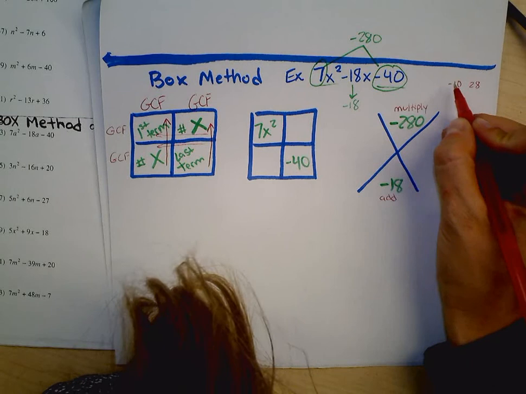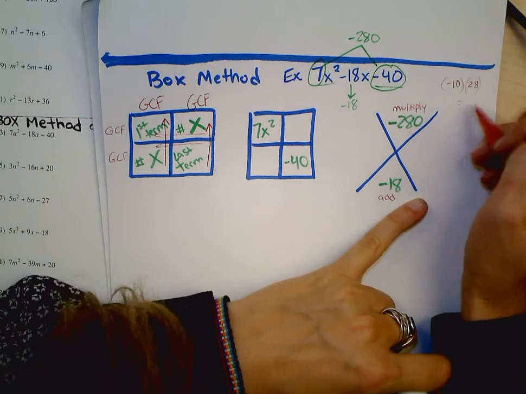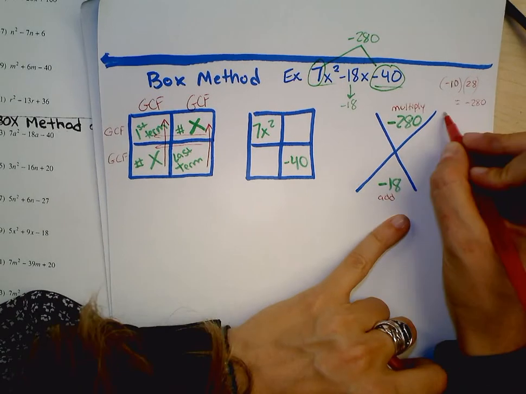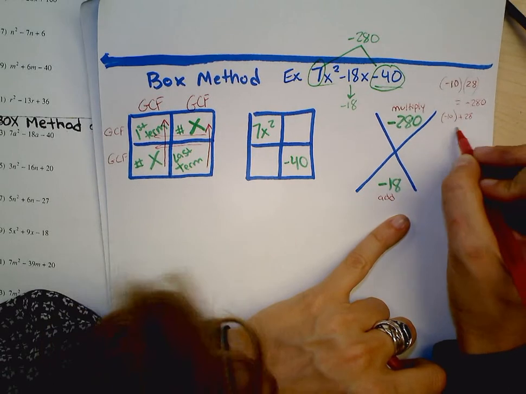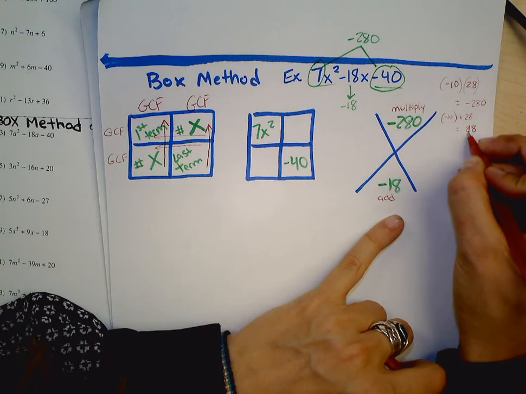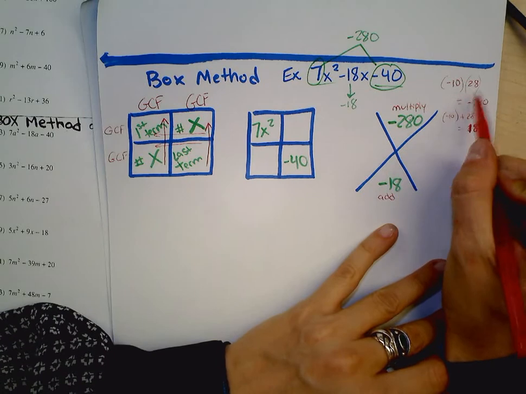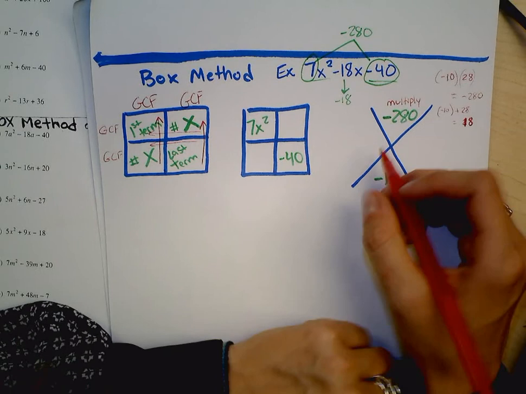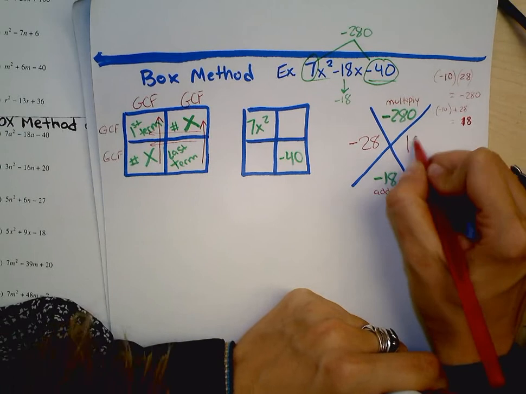So negative 10 times negative 28. Okay, that gives me negative 280. So I'm good to go here. So let's try this. If I have negative 10 plus 28, that gives me a positive 28. Oh, sorry, a positive 18. But I want a negative 18. So that means the negative must be on the bigger number. That makes sense. So my two numbers are going to be negative 28 and positive 10.